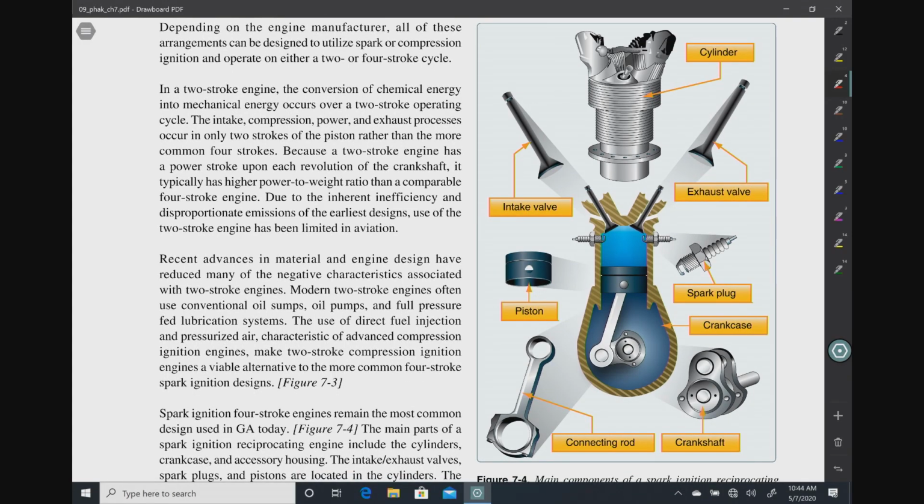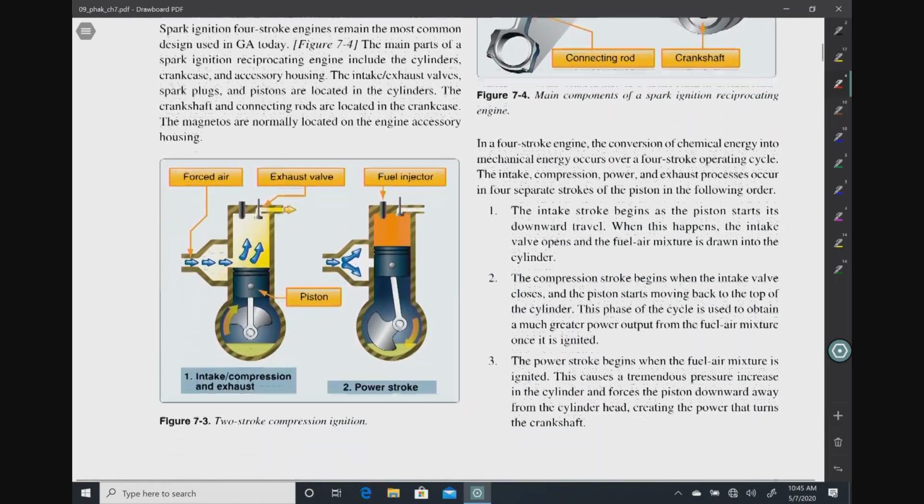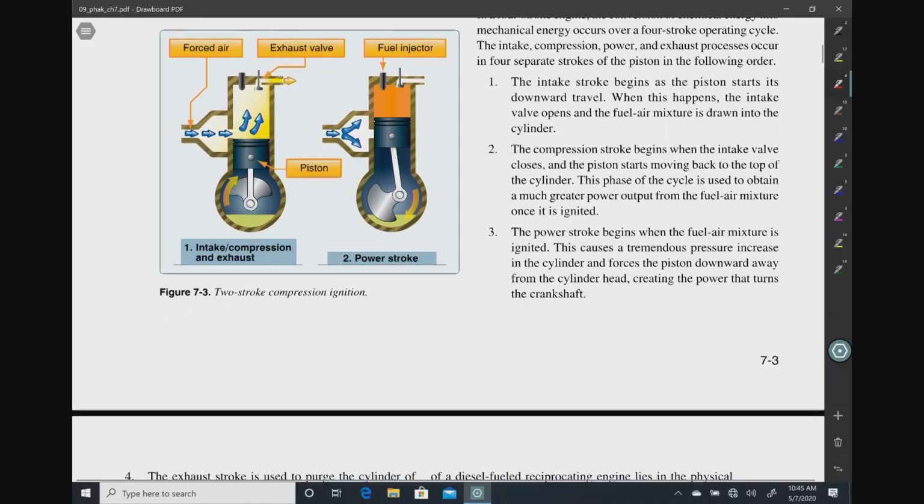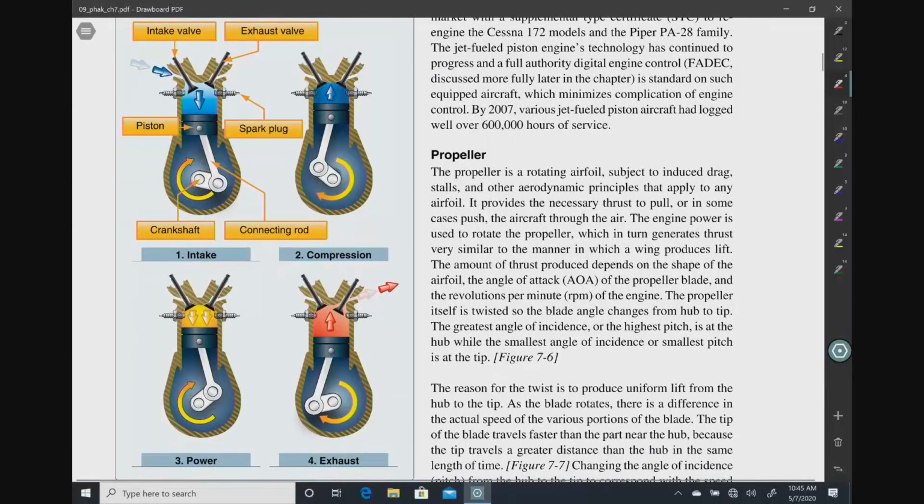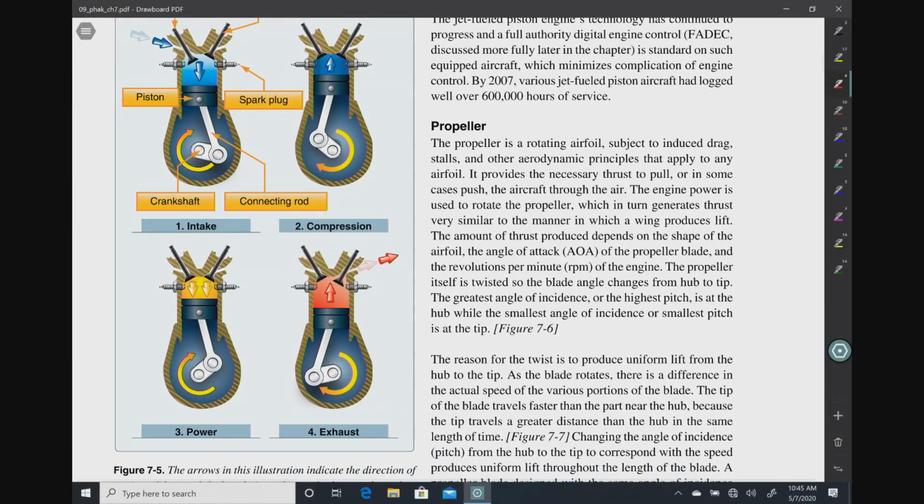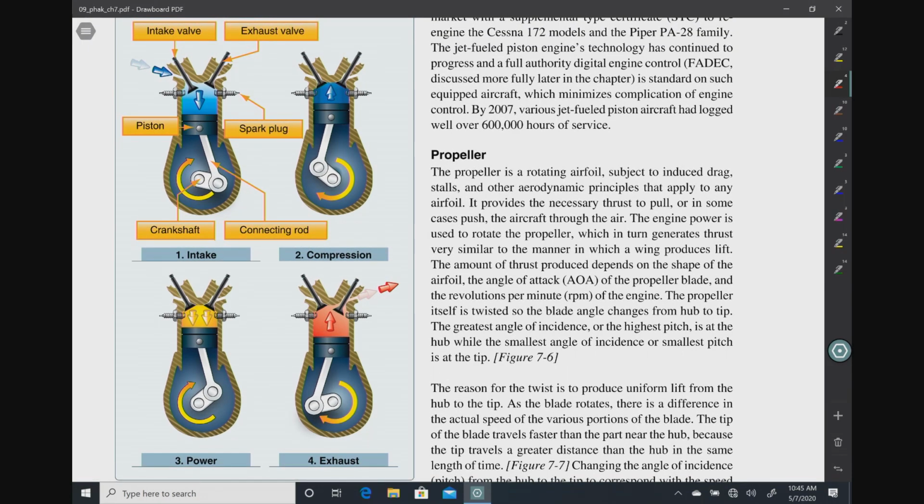Here in figure 7.4, you'll see some of the items that we talk about in a little bit more detail in our regular class, and you can take a look at these here in figure 7.4. Here's a two-stroke engine in 7.3. We don't see a lot of those in aircraft, but we do see the four-stroke engines. Figure 7.5 is an illustration of the strokes of a normal four-stroke engine.